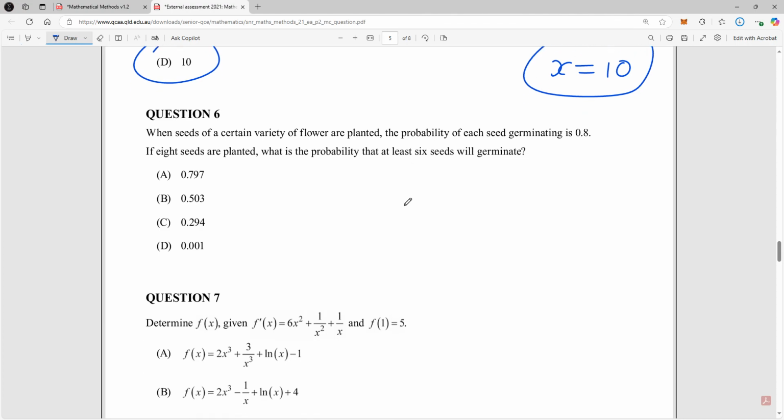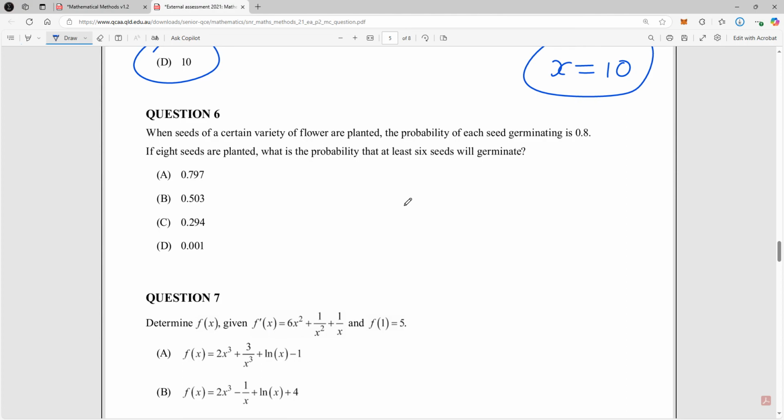Okay. Alright, this one here. Question 6. When seeds of a certain variety of flower are planted, the probability of each seed germinating is 0.8. If 8 seeds are planted, what's the probability that at least 6 seeds will germinate?